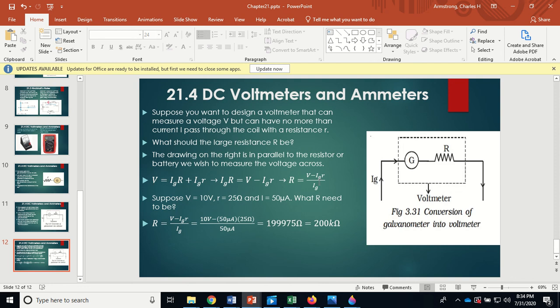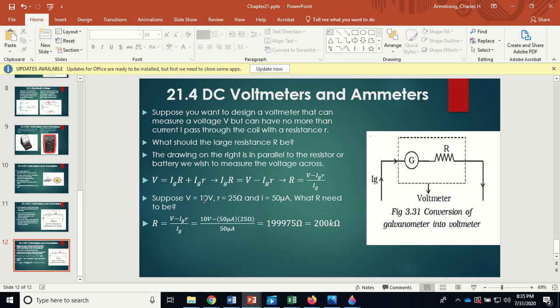So the voltage we want to measure is going to equal these two voltages here. We have the voltage across the big resistor, the big R, then the voltage that's dropped across the little resistance of the galvanometer. Okay, and so we solve for big R. You take big R to one side. That means we've got the voltage that we want to measure minus the voltage that's dropped across the galvanometer. Solve for big R. It's going to be the voltage we want to measure minus the voltage drop across the galvanometer, which is IGR, divided by IG. We have to divide through by IG.